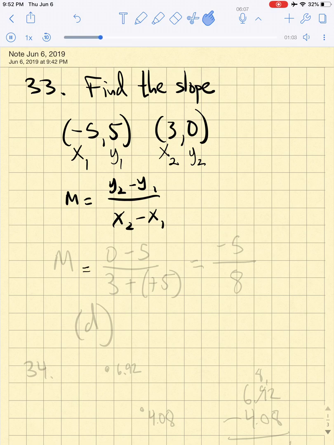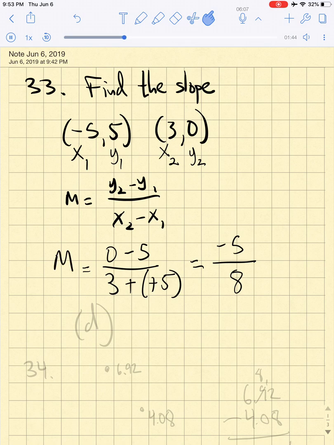This says y2, so I substitute in the value of y2 as 0, minus the y value of the first point, which is 5. Denominator will be 3, the x value, minus, this is x2 minus x1, so I do 3 minus a -5, in parentheses, because the equation has a negative, and now we have to be careful of the signs. The numerator is -5. The denominator, these are two negatives next to each other, so it becomes a plus. So this is going to be 8, -5/8. Okay, that is our m.